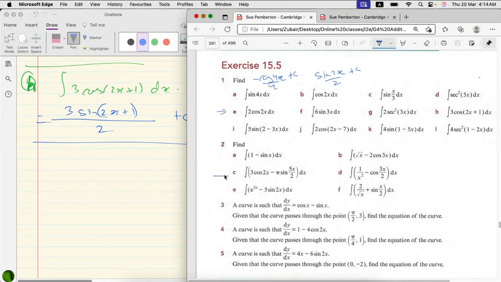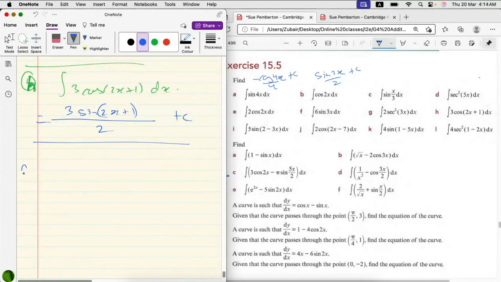I'm going for the C part. Question 2c: the integral of 3 cos 2x minus pi sine 5x over 2 dx.